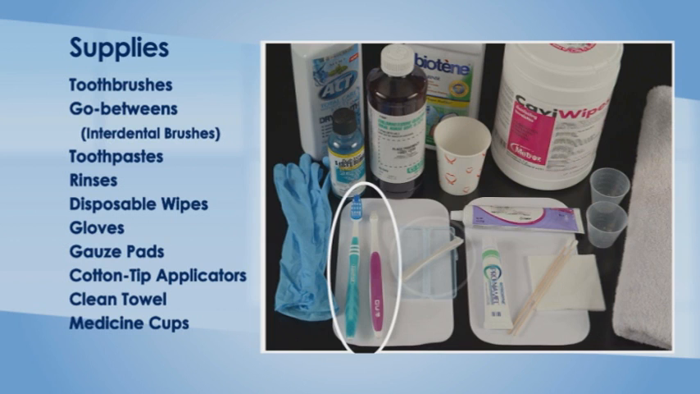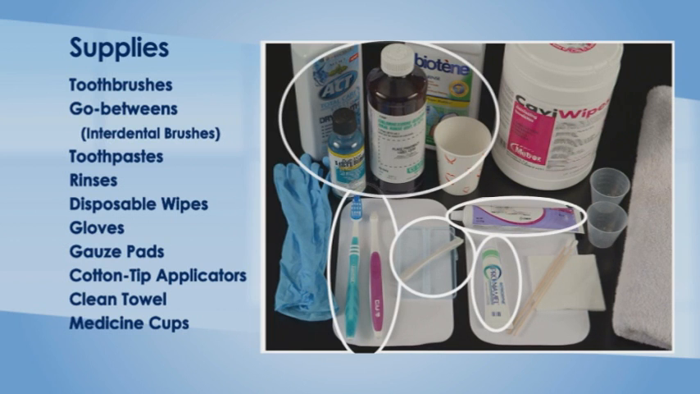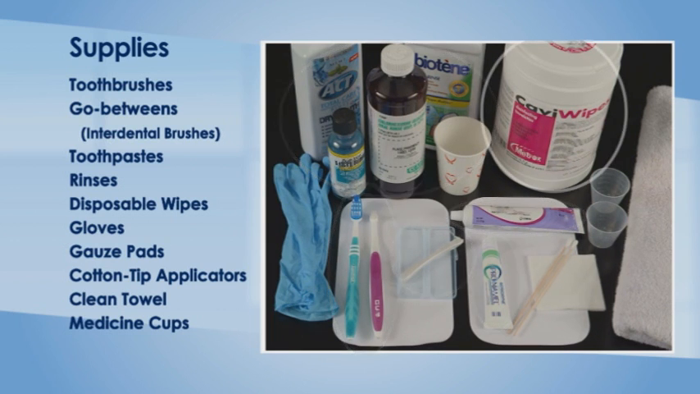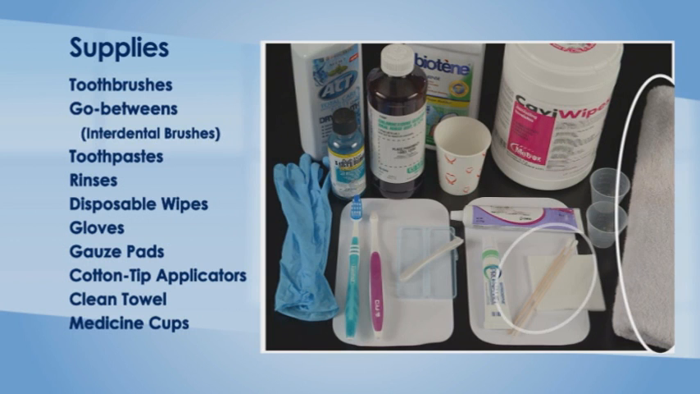Now that you know what supplies you need to provide mouth care, let's talk about how to organize and store them. In addition to the toothbrushes, go-betweens, and toothpaste or rinses, your setup will include disinfectant wipes, gloves, gauze pads, cotton tip applicators, a clean towel, and medicine cups.